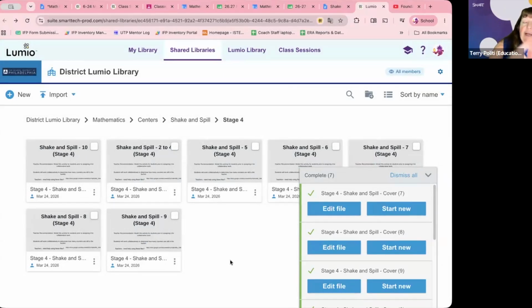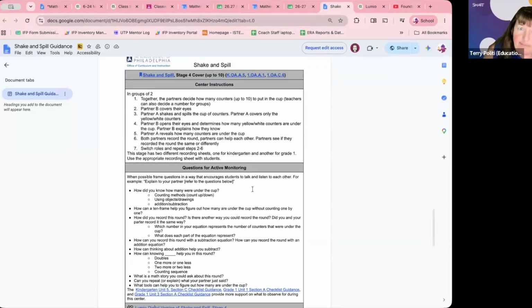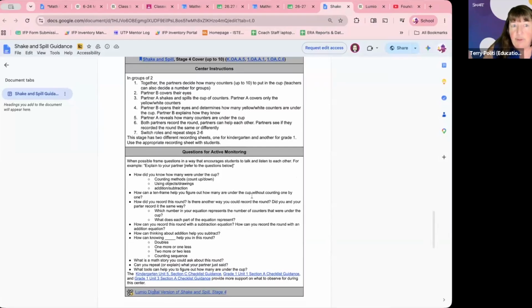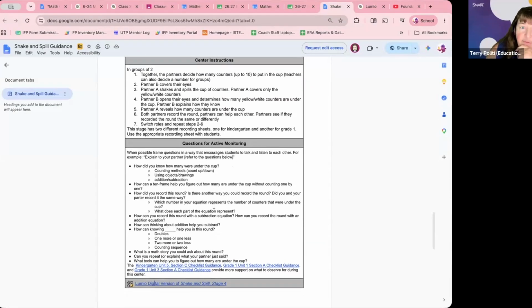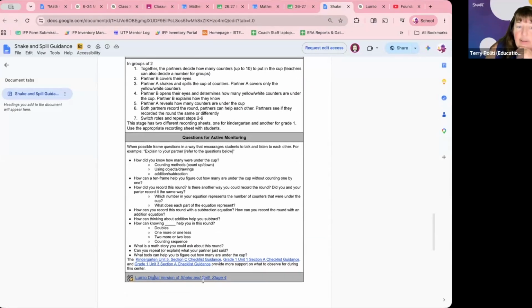So go back over to your tab where you have your guidance doc up. Scroll to the bottom of the stage you are on. So it may not have, it won't take you to stage 1 if you're second grade. It's taking me in stage 4 because that's the stage where my kids are. Scroll down past the questions for active monitoring and find that little Lumio icon and click on the link next to the Lumio icon.